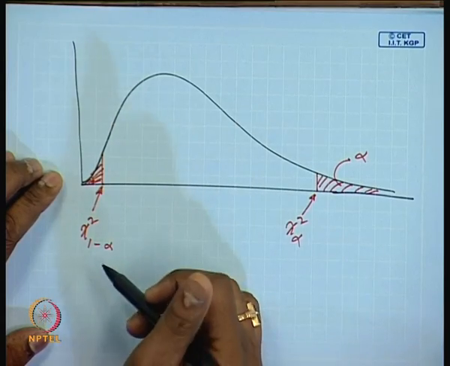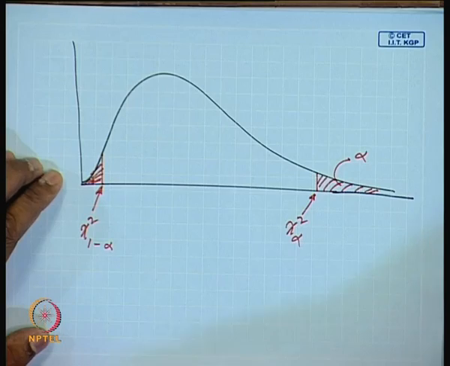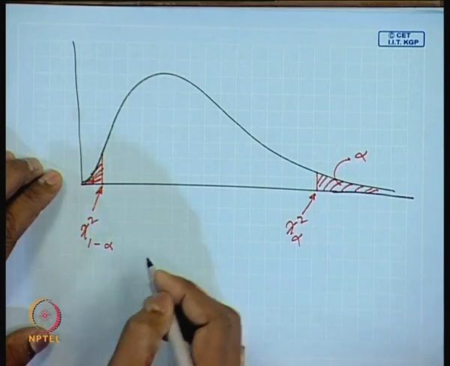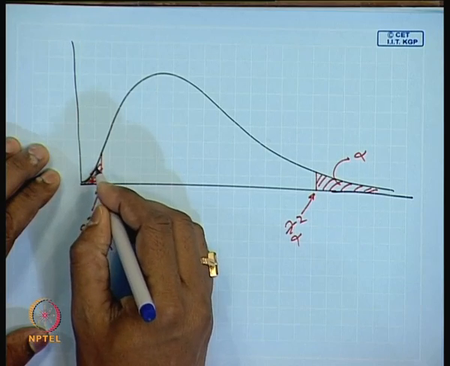Now, at this significance level alpha, if we go for the two sided test, then obviously we are testing 1 minus alpha by 2, which will be a little smaller than this one.